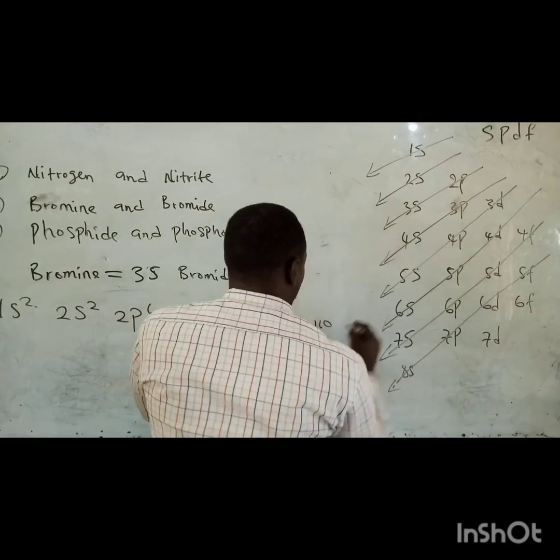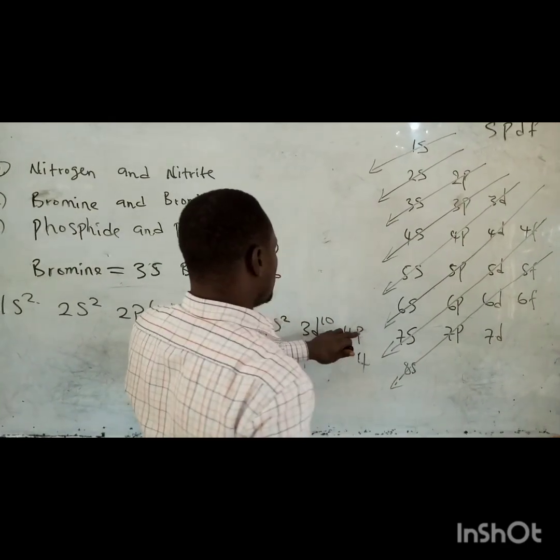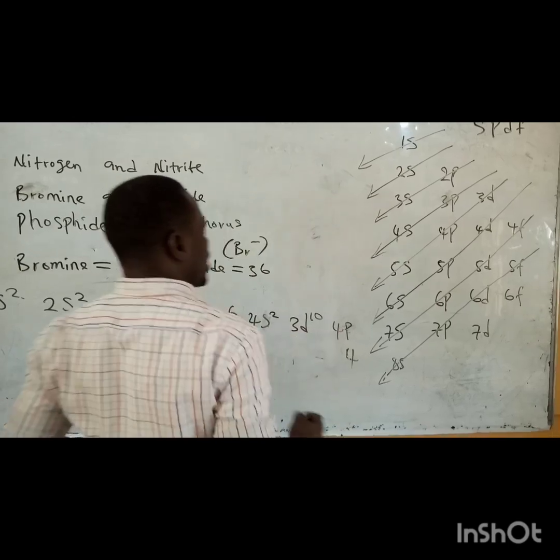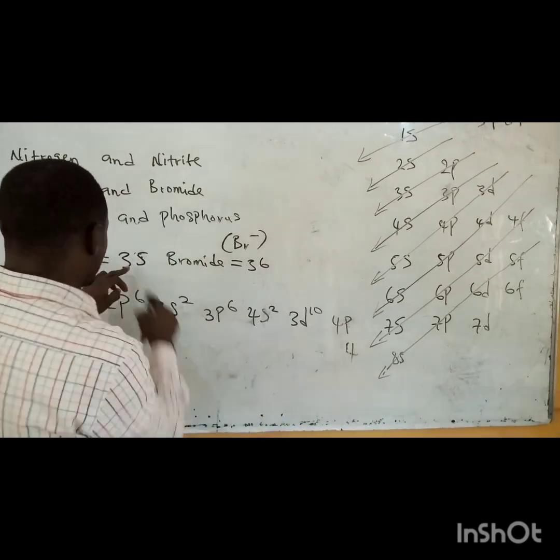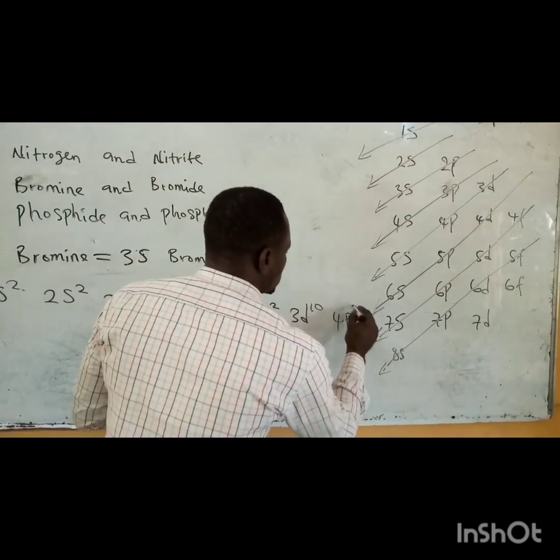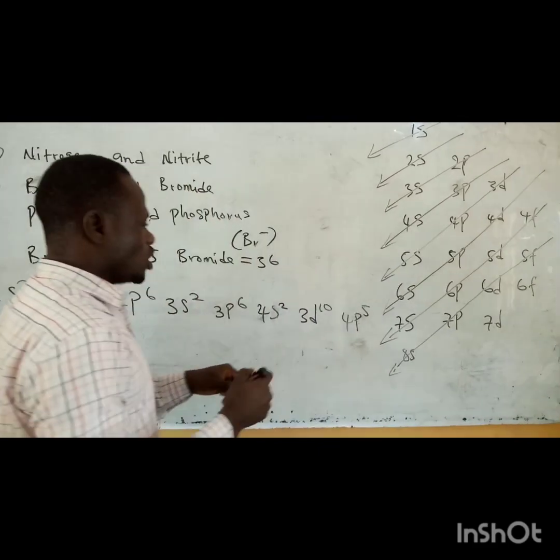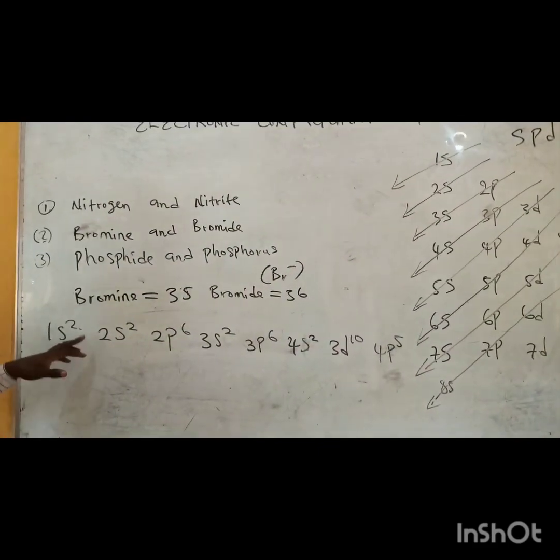We are now looking at the next one. After d, we now look at 4p. We carry the maximum of what? The maximum of 6. So we are looking at 35. This is 30, so this is 5. So this is the electronic configuration of bromine.